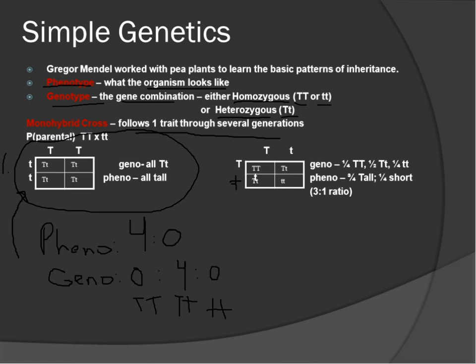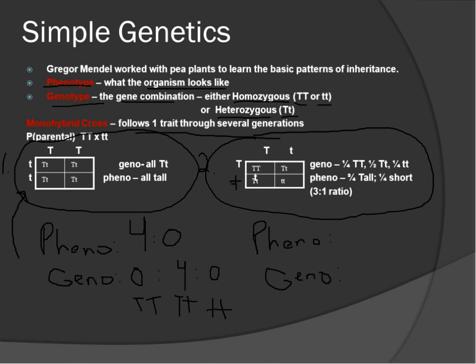Phenotype is 4 to 0, 4 dominant, 0 recessive. 4 tall to 0 short. And genotype is 0, 4, 0, which simply means that there's 0 big T's, 4 big T, little t's, and 0 little t's.